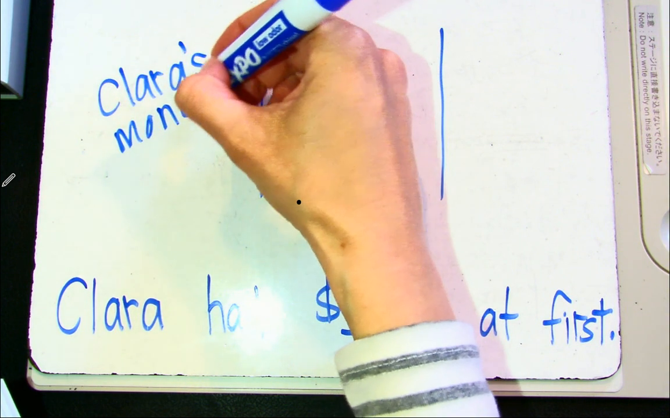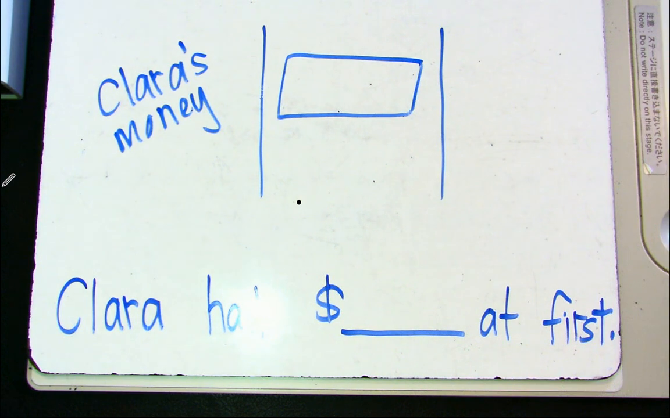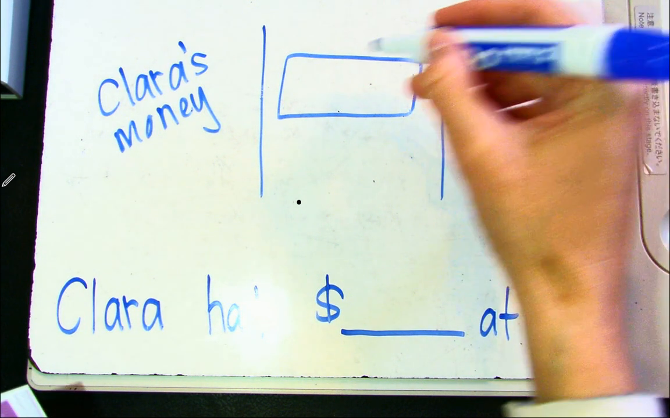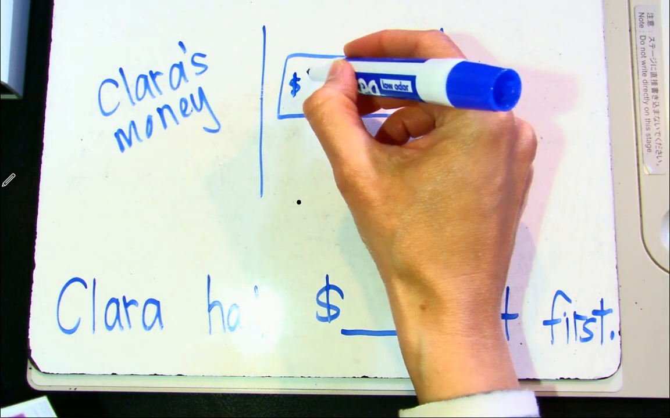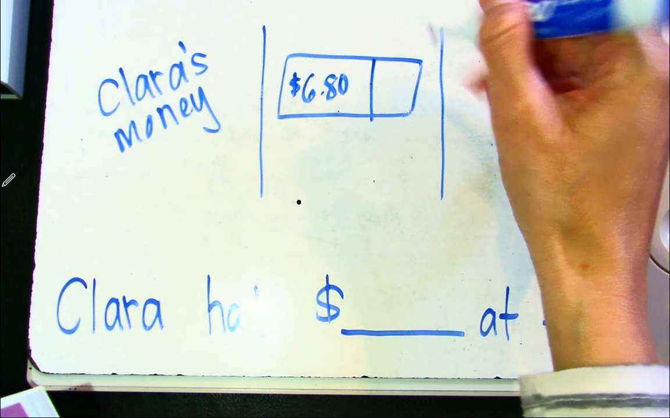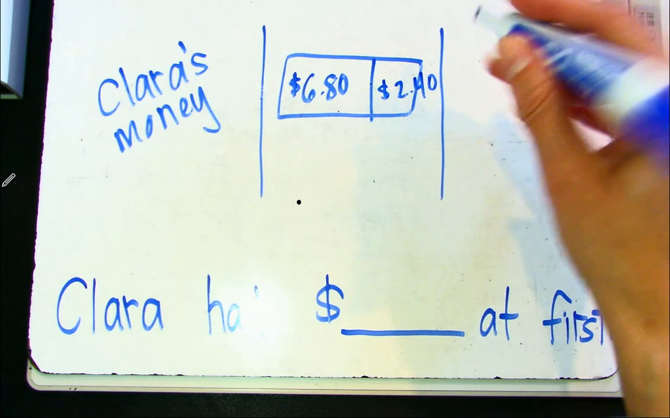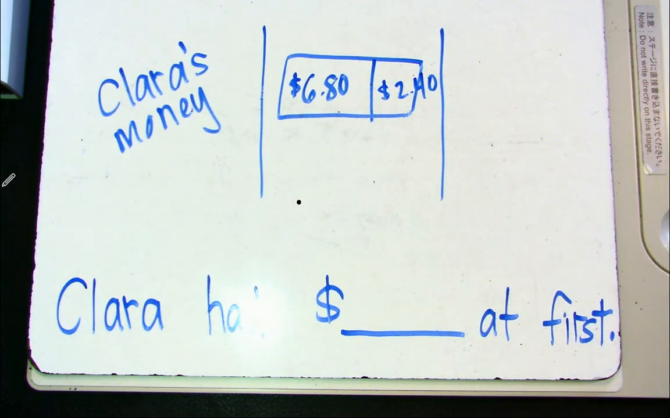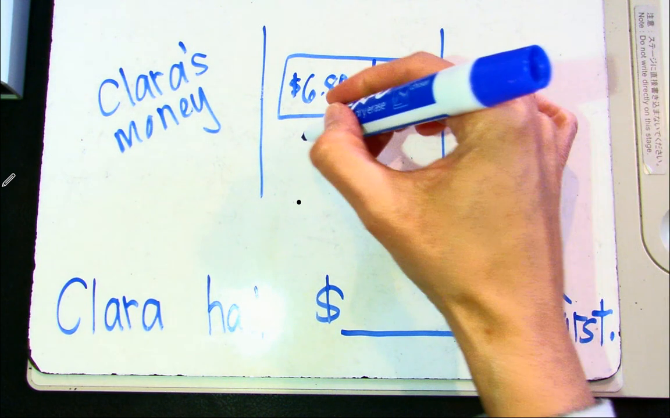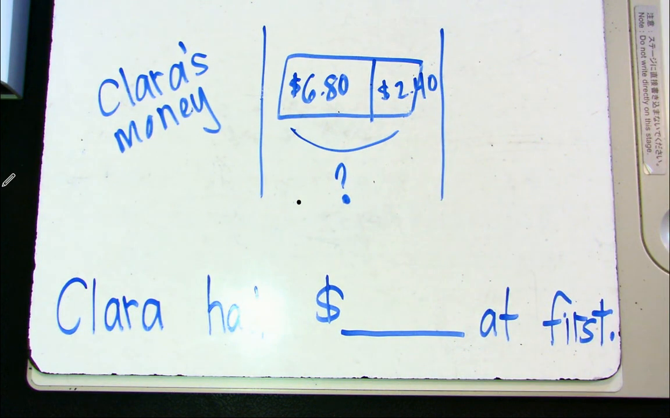And then we're going to draw our unit bar in the middle, fancy name for a rectangle. And if Clara bought a shirt for $6.80, and then she had some money left, she had $2.40 left. Oops, run out of space there. And our question is, how much money did Clara have at first? So we are trying to find our whole number there, how much money she had at first.